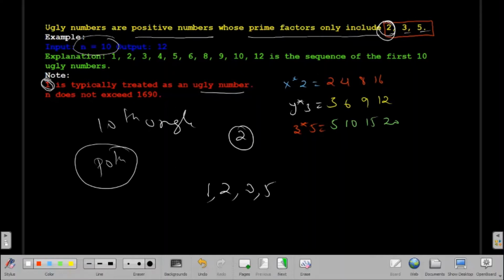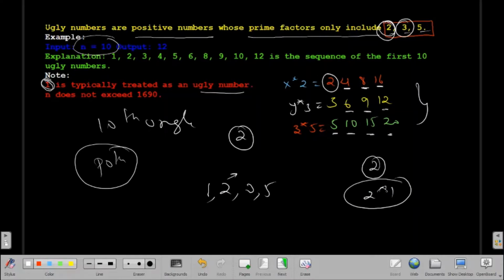And what will be my next ugly number? For 2, my next ugly number will be 4. In the same way, again multiply by 2, 8. Again multiply by 2, 16. In the same way for 3: 6, 9, 12, and for 5: 10, 15, 20. So these are ugly numbers because if we see here, 2 into 1, this 2 has only the factors 2 and 1, and both are ugly numbers.